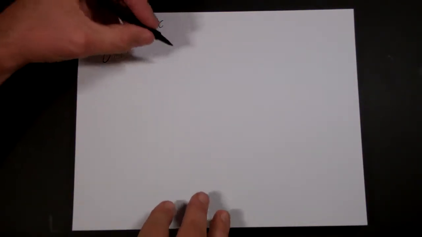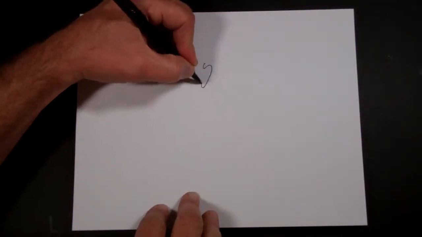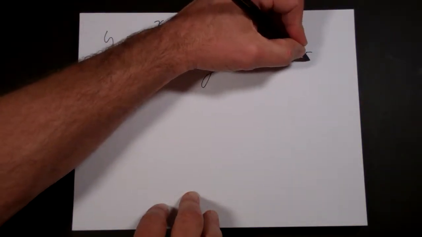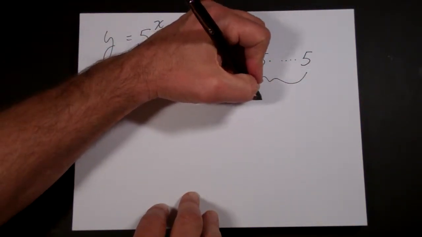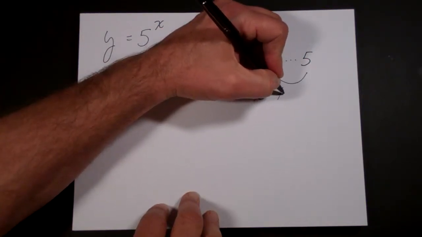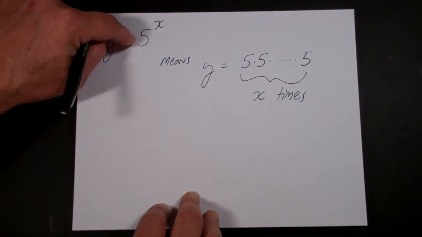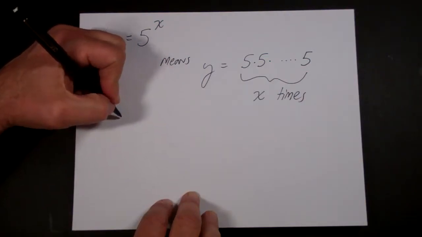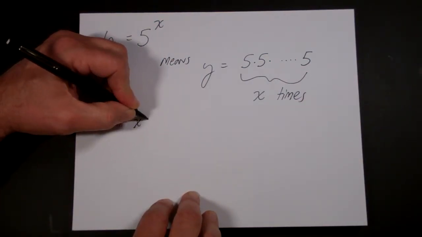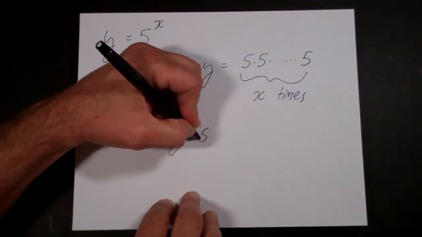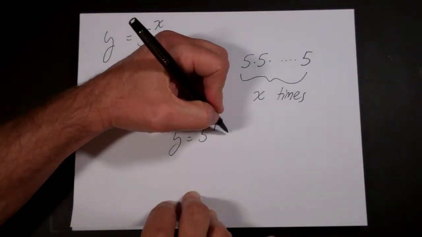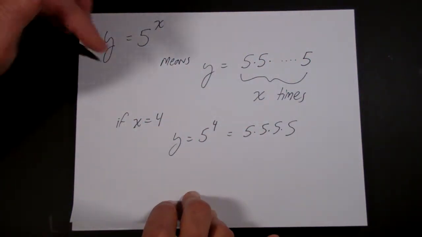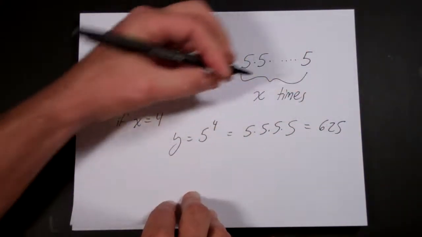What y = 5^x means is that the value of y is equal to 5 times 5 times 5, and the number of times 5 is multiplied by itself is what varies, and that's x. So y = 5^x means y is equal to 5 times 5 times 5, a total of x times. Let's look at an example. If x is equal to 4, then y is equal to 5^4, or 5 times 5 times 5 times 5. If we plug that in a calculator real quick, we get 625.